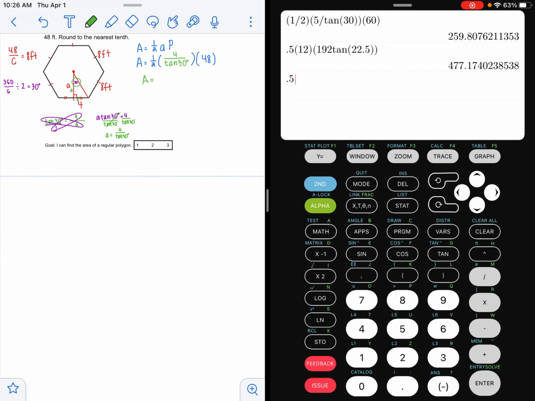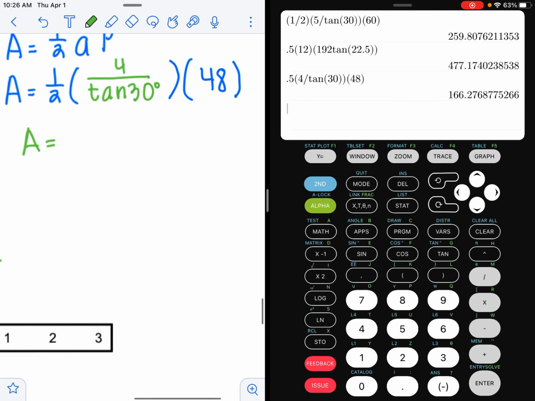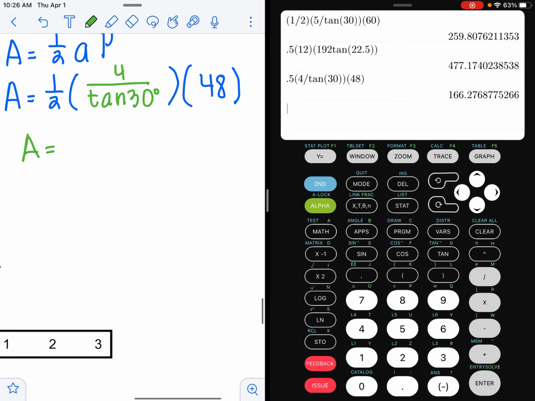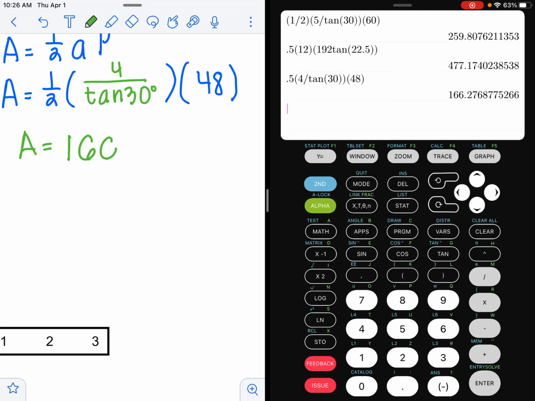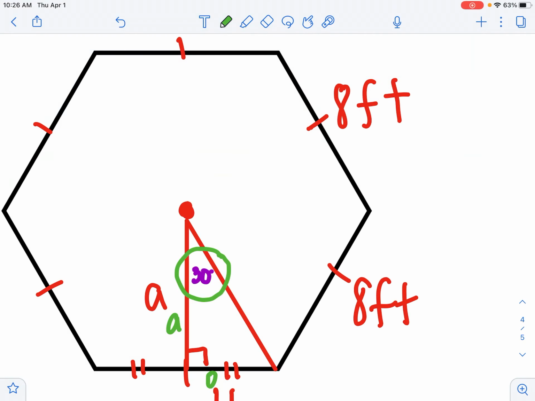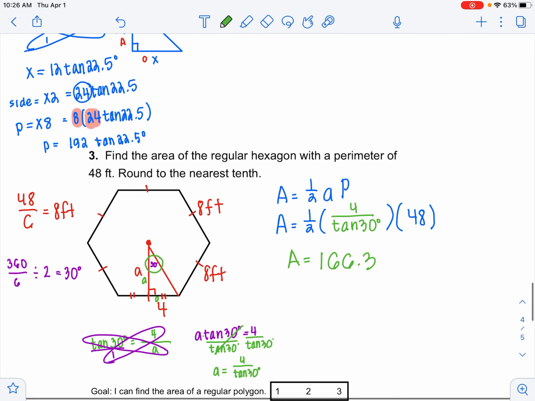All right, I'm going to do 0.5 because it's faster. And then we do parentheses. 4 divided by tangent of 30. Close the parentheses, times 48. Hit enter. And I'm going to round this to the nearest tenth. I have 166.3. And then I just need my units, which is feet. So 166.3 feet squared.